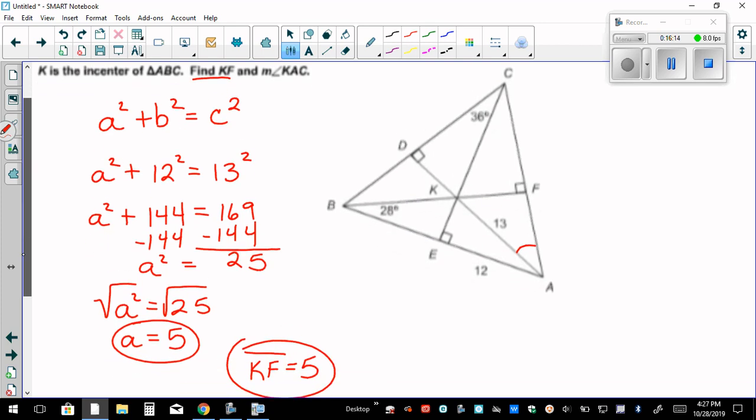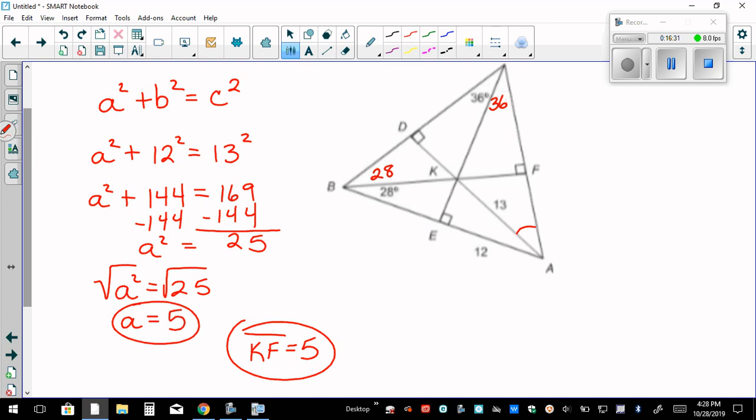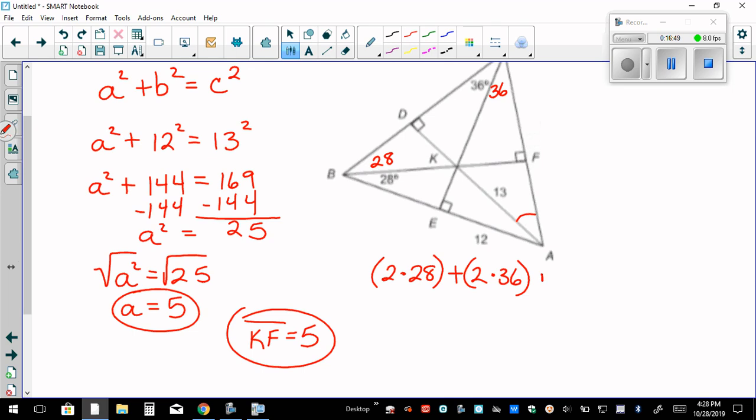Well, you can look, and you know these are angle bisectors, right? Because it told you that it's the incenter. So I know that this is 28 degrees, and I know that that's 36 degrees. But I don't have either of these. Well, you know that there are 180 degrees in a triangle. So you can go 2 times 28, which is angle B, plus 2 times 36, which is angle C. Okay, plus, we don't know. Let's call the whole angle A, I don't know, X, equals 180 degrees, okay?